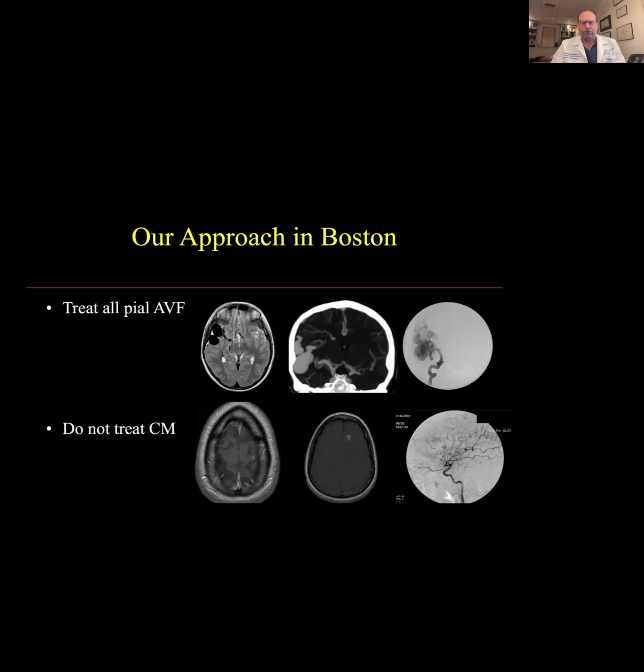What is my personal approach to treat? I treat all pial AV fistulas. Number one, because they are easy to treat. It's a single artery, it's a single draining vein. That's something that we can easily treat. I personally do not treat the capillary malformations. There's one here, there's another one here. They all look the same. They look like a fluff of contrast, but no shunting on the digital subtraction angiography. I leave those alone.